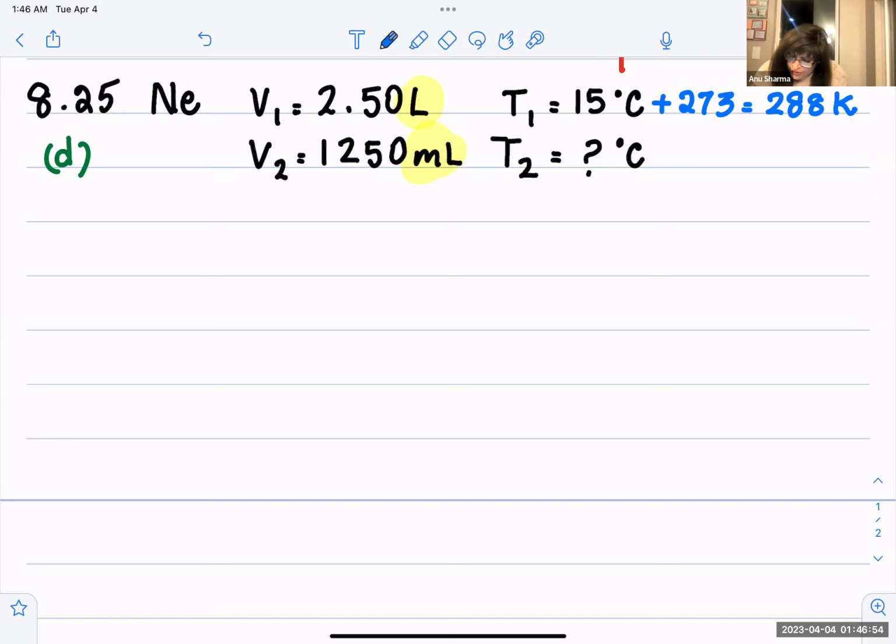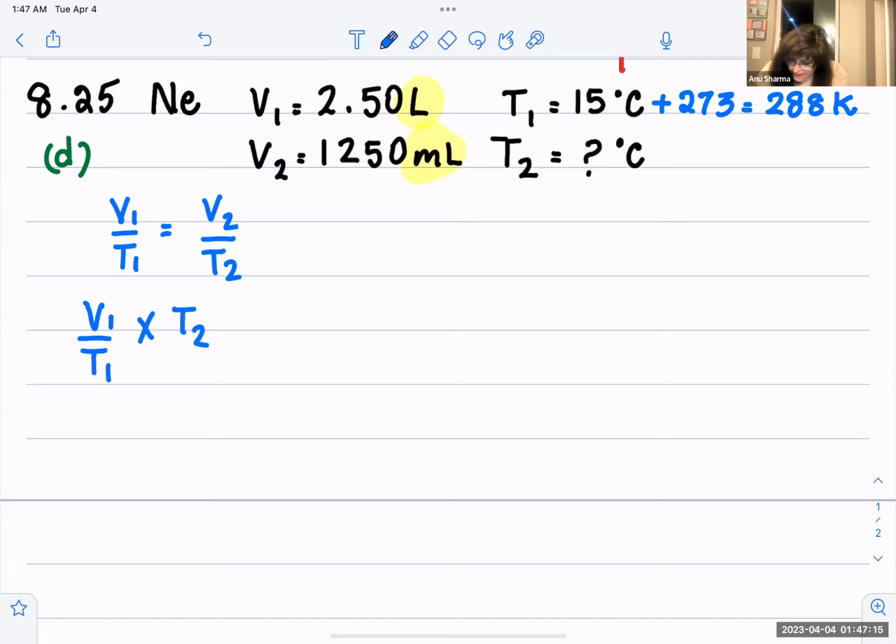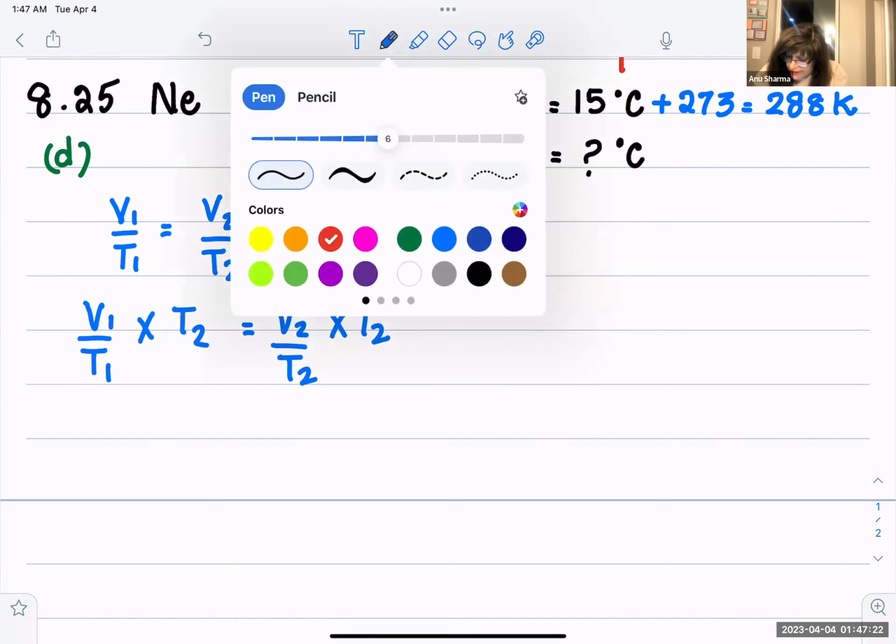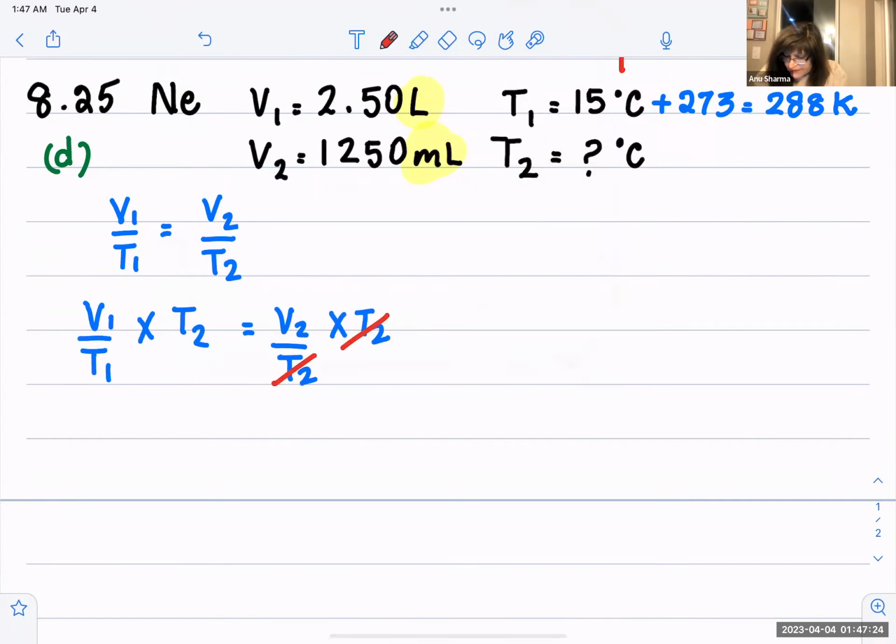So we know that pressure and the number of moles are constant. So write down the formula. This is Charles's law: V1 over T1 is equal to V2 over T2. Now we need to find T2. So what are we going to do? Let's do these conversions here. V1 over T1 times T2 is equal to V2 over T2 times T2. So when you do the times T2 on both sides, this T2 gets cancelled and you are just left with V2 on one side.